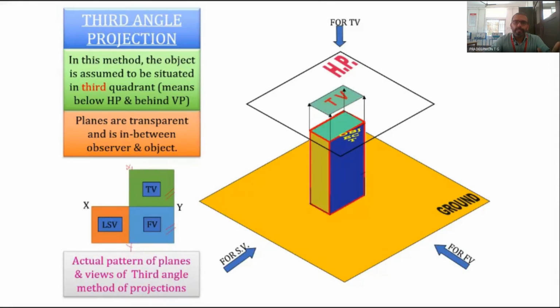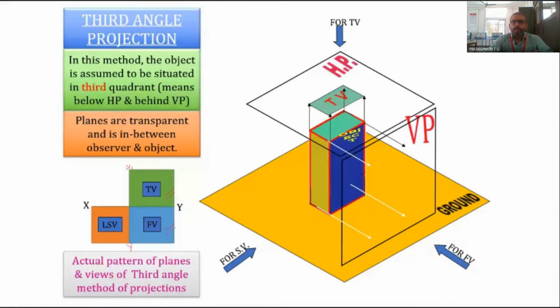And the VP will again be in between the observer and the object. So the rays of light starting from the corners of the object fall on the VP, and the front view is generated.